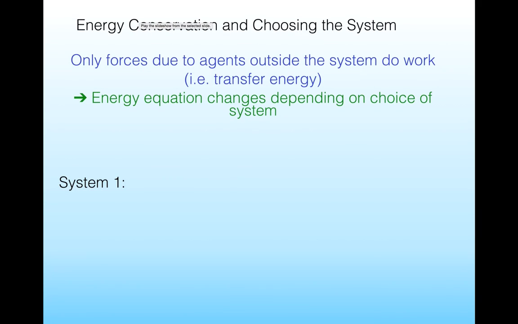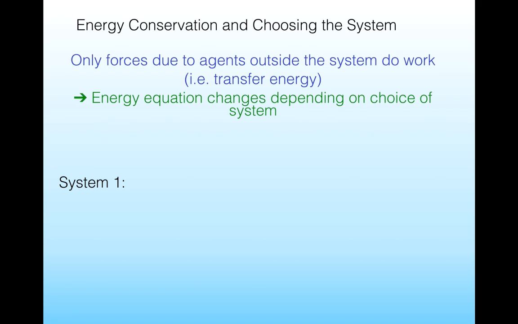Now we know that we can talk about energy conservation for a particular system. What's important is to choose the correct system in order to do the problem and actually to make it easier. Choosing the right system is going to be very important. So first we have to realize that only forces due to agents outside of a system, and we can define the system ourselves any way we want, are able to do work, i.e. transfer energy within the system.